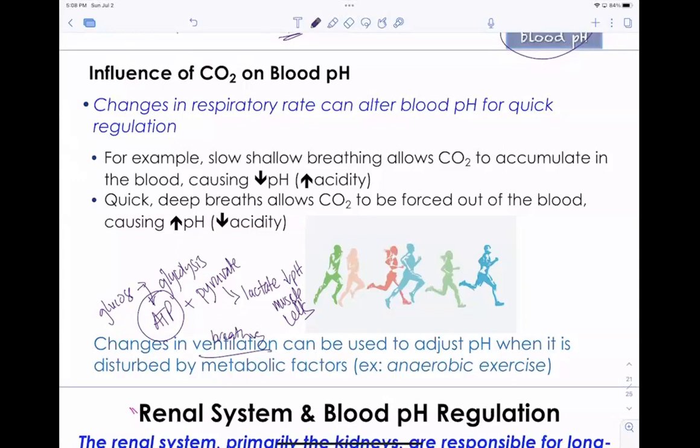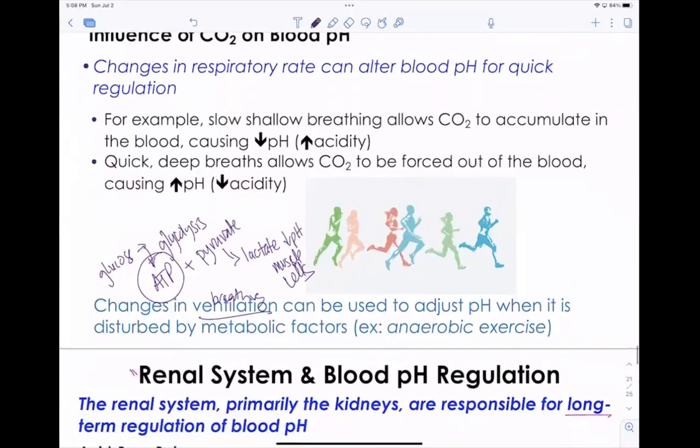So slow, shallow breathing is going to allow carbon dioxide to accumulate in the blood. So you're taking quick, shallow breaths, just blowing out. And CO2 is going to accumulate in the blood, and that's going to cause the blood to slightly lower in pH, or you're going to take deep breaths and blow out as much carbon dioxide as you can per breath. And that is going to get rid of the carbon dioxide. So there will be less carbonic acid and less bicarbonate and acid. So you can raise the pH. So this is really for quick changes to alter pH.